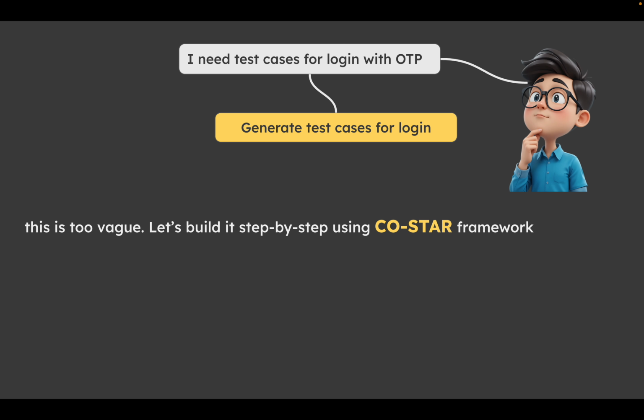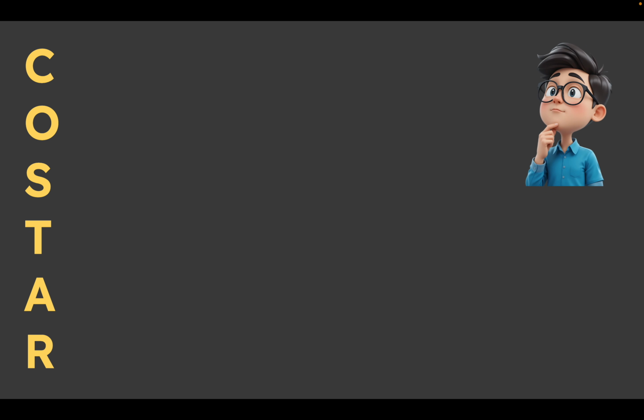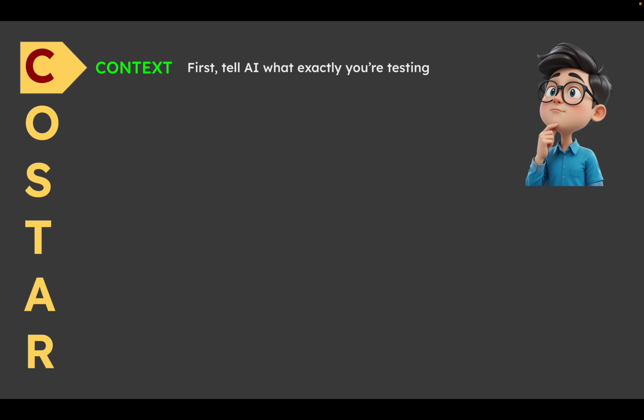So let's build this prompt step by step using the CoStar framework. So what's a CoStar framework? Here every letter has a meaning. So let's start with C. C stands for context. So what exactly you need, what exactly you are testing. This will give a very good starting point to AI. So here our context is we want to test login with OTP.